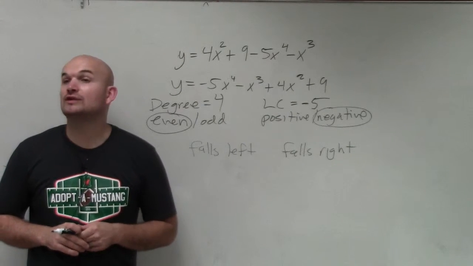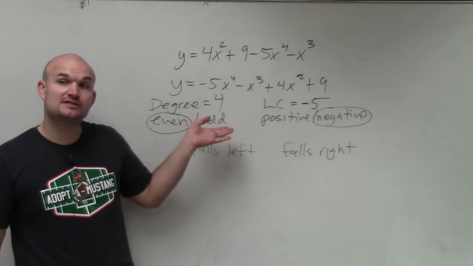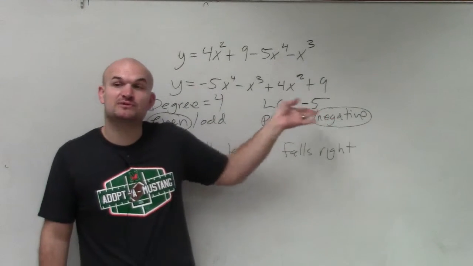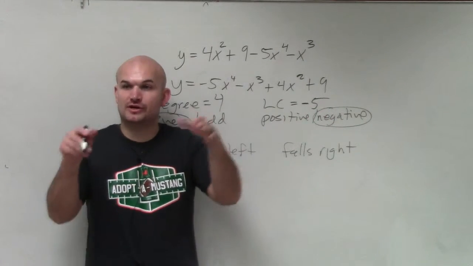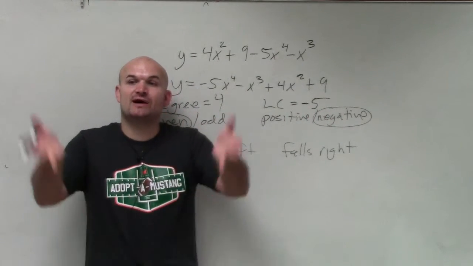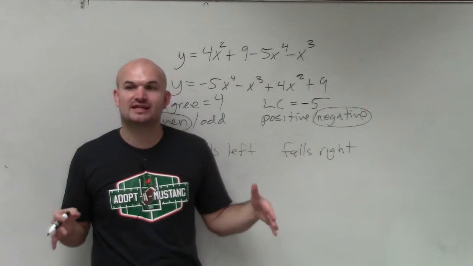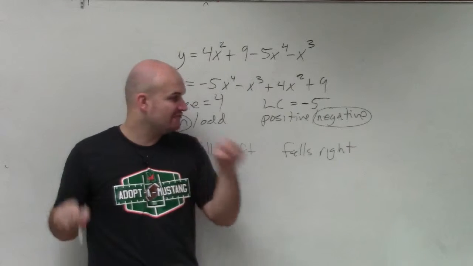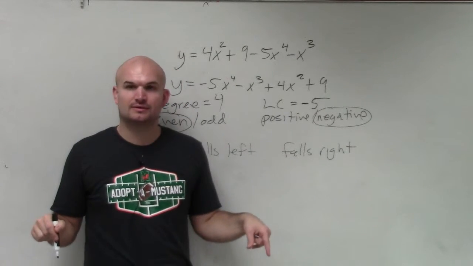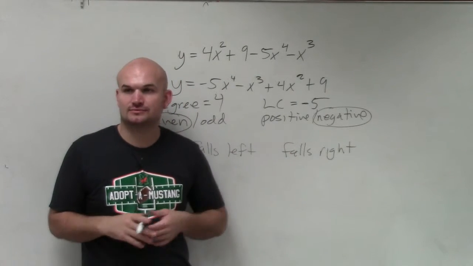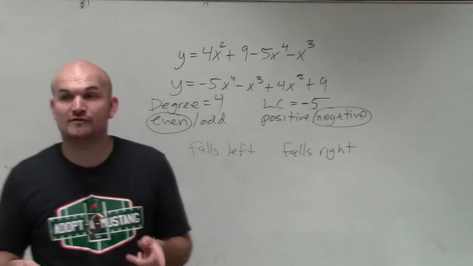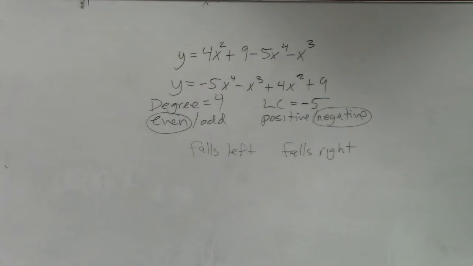It would only be up left, since the degree is even, if the leading coefficient was positive. So if you look on your notes, there was 2. If it's positive, the graph opens up. If it's negative, the graph opens down. So since the leading coefficient is negative, the graph falls left, falls right. Or you could say down left, down right. OK? But if the leading coefficient is positive, then you would be right. It would be up left, up right.